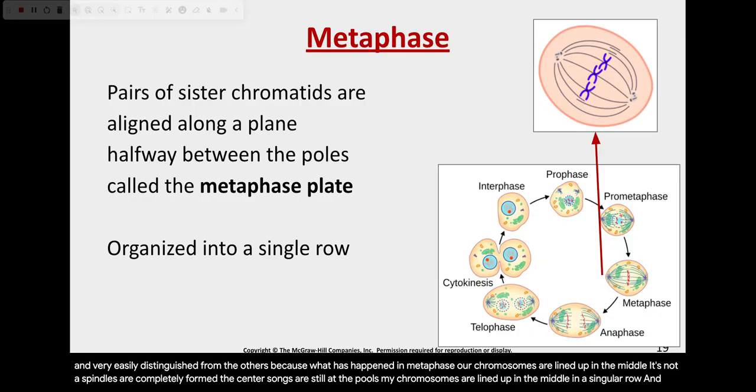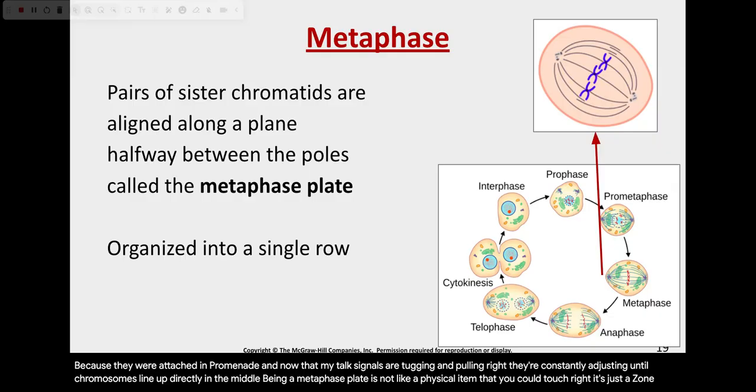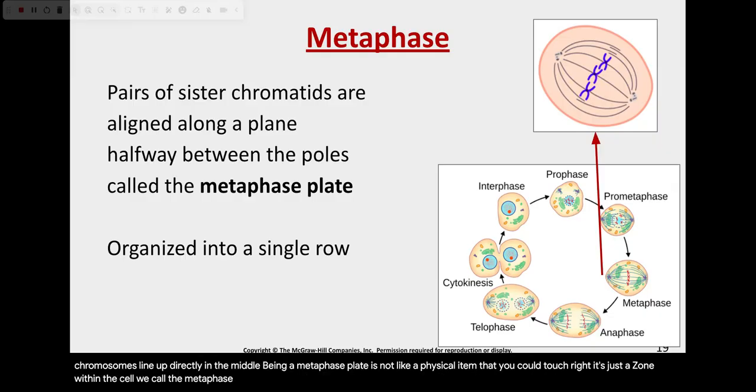Right, so it's the mitotic spindle that's actually aligned to our chromosomes because they were attached in prometaphase, and now the mitotic spindles are tugging and pulling, right? They're constantly adjusting until those chromosomes line up directly in the middle. Now, when those chromosomes line up in the middle, we would call that the metaphase plate. The metaphase plate is not like a physical item that you could touch, right? It's just a zone within the cell. It is the area in which they line up. All right. We'll label this one here.